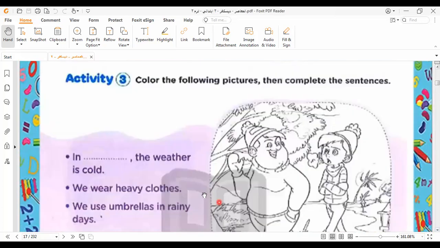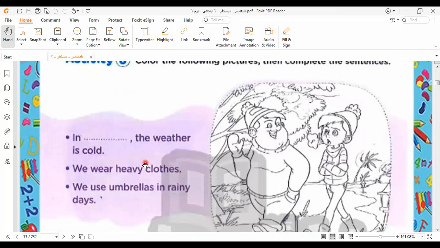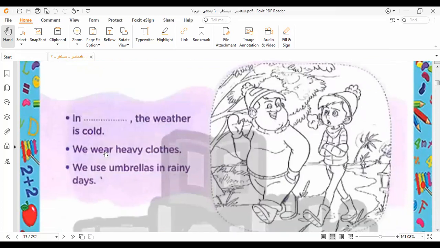In space, the weather is cold. Which season is cold? What is it called? Winter. So I will write winter here. We color this picture. Okay, I leave this picture for you to color it. Okay.